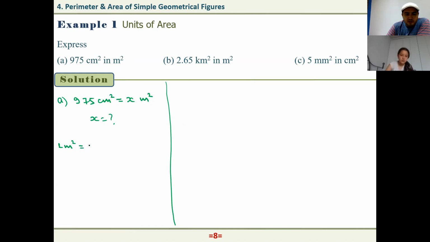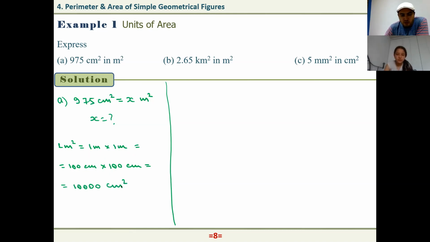1 meter squared is 1 meter times 1 meter, right? Equals, what is 1 meter? 1 meter is 100 centimeters. And what is 1 meter? It is 100 centimeters. So that is equal to 100 times 100, 10,000 centimeter times centimeter, that is centimeter squared or square centimeter. So now instead of this x meters, what's going on here?